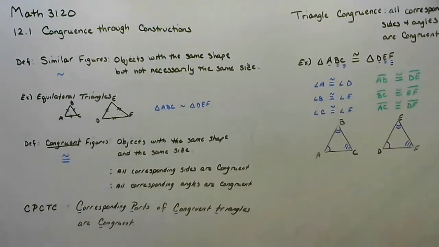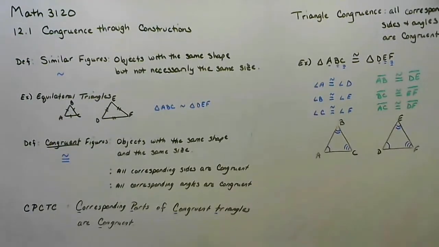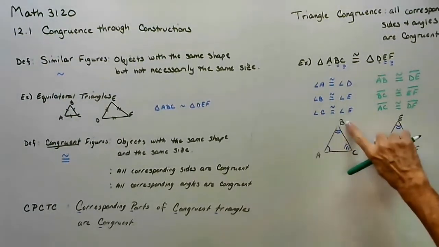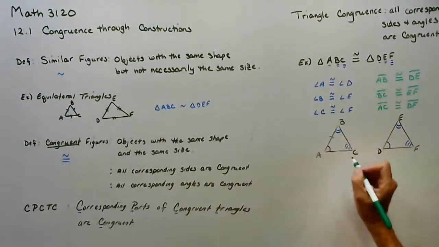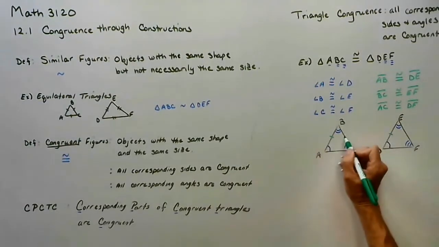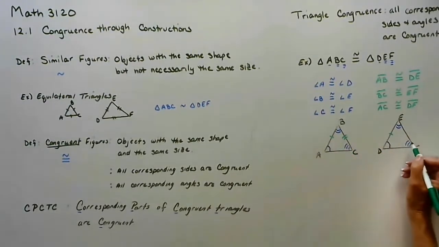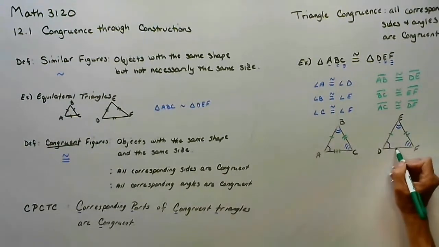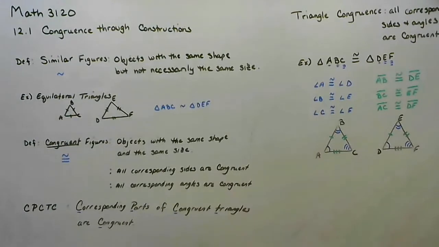And then similarly with the side lengths. A to B, bottom left up to the top, corresponds to DE. BC corresponds to EF. AC corresponds to DF. So therefore, if I know the triangles are congruent, all their corresponding parts are congruent. Okay?